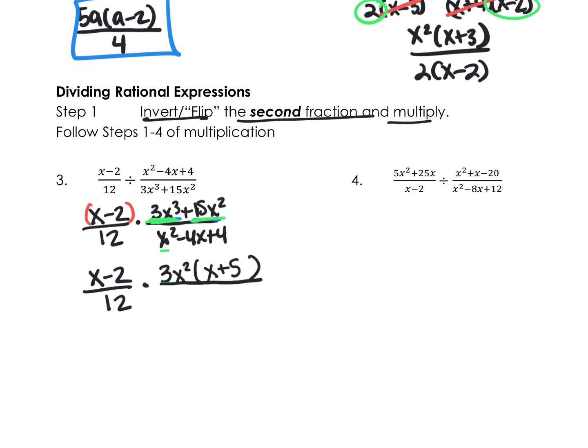The bottom is a trinomial with a equal to 1, so you're looking for two numbers that multiply together to be 4 and add together to be negative 4. So that's going to be negative 2 and negative 2. So the bottom will factor into x minus 2, x minus 2.